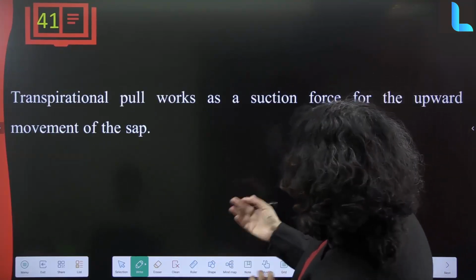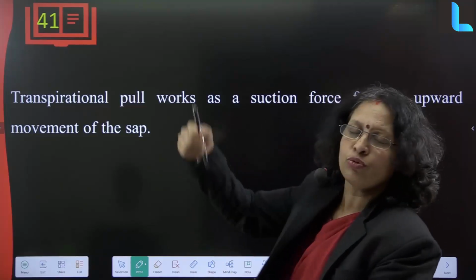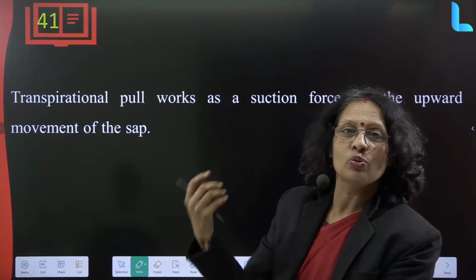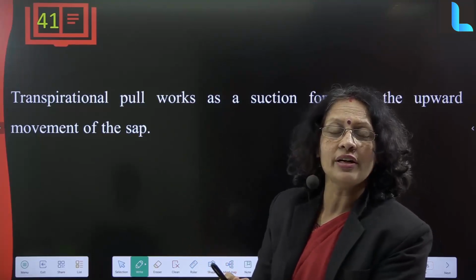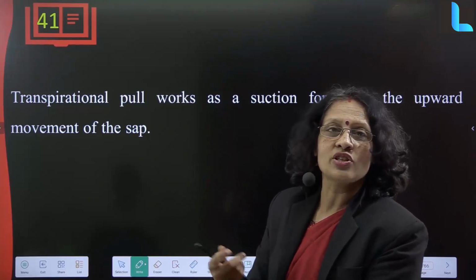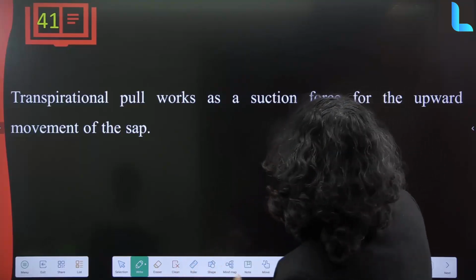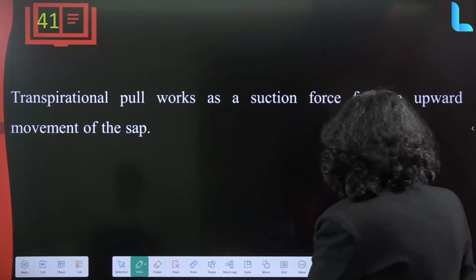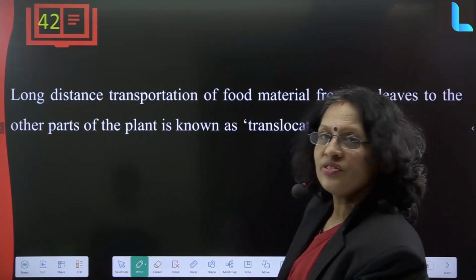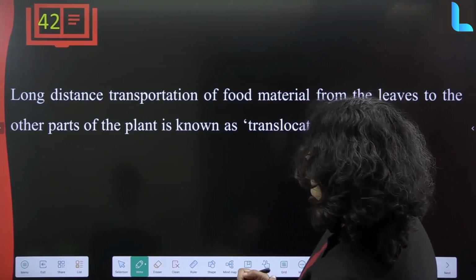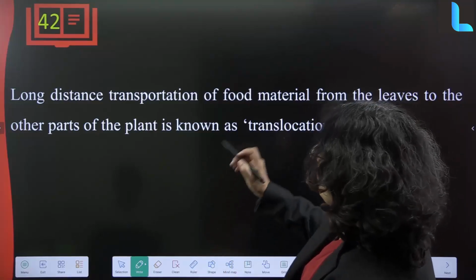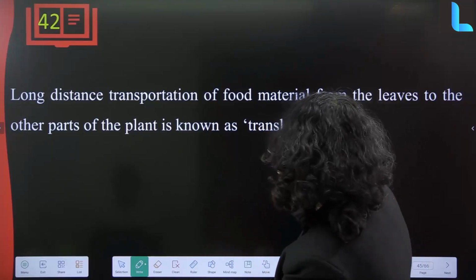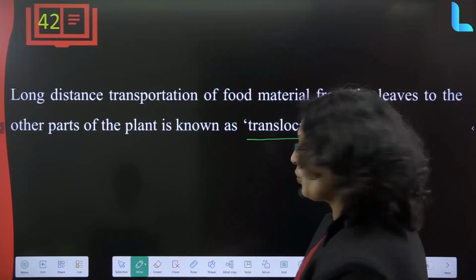Okay. So transpirational pull works as a suction force. Now leaves are losing water, so they start sucking, because the plant will get dehydrated. So when suction happens, that transpiration pull acts as a suction force for the upward movement of the sap. So sap will move upwards. Like that, through the xylem, the transportation will happen. Long distance transportation of food material from leaves to the other parts of the plant is known as translocation.